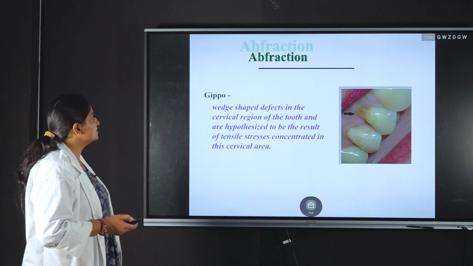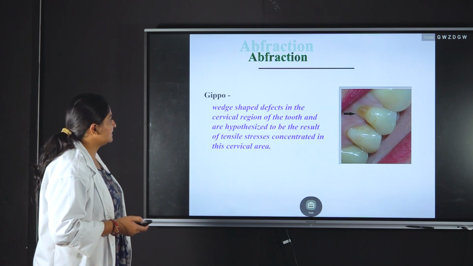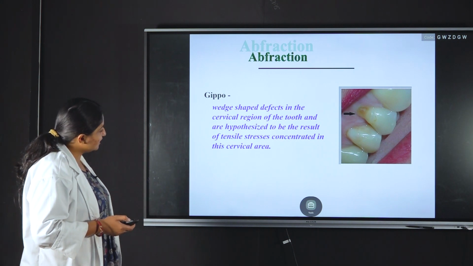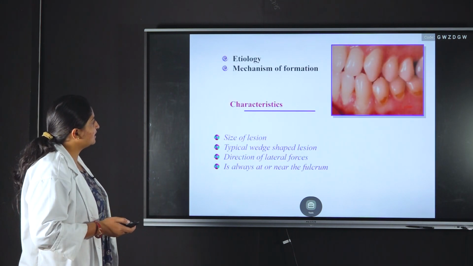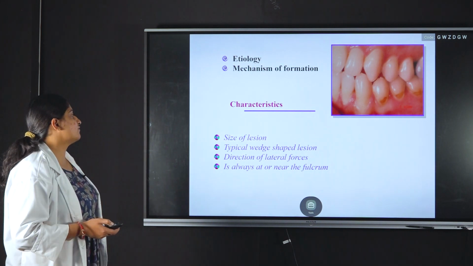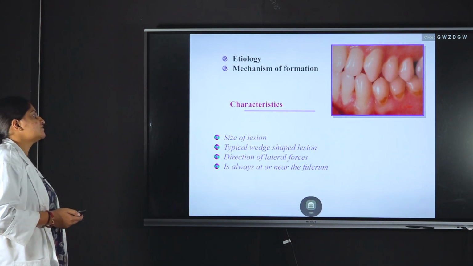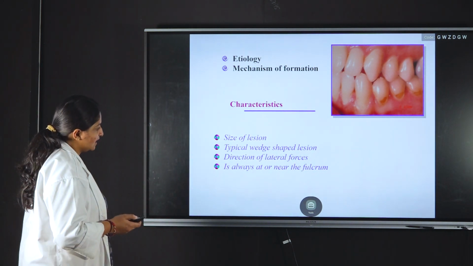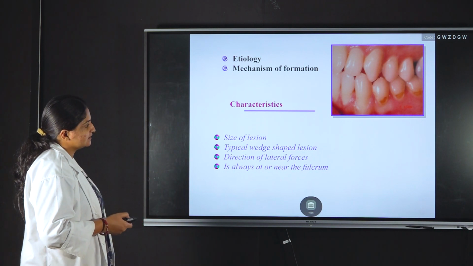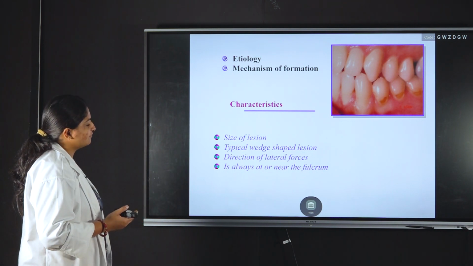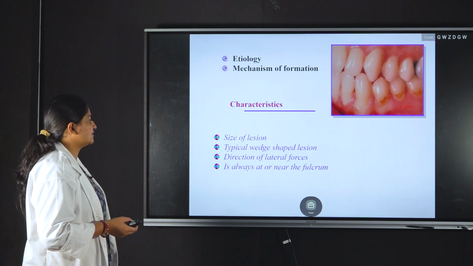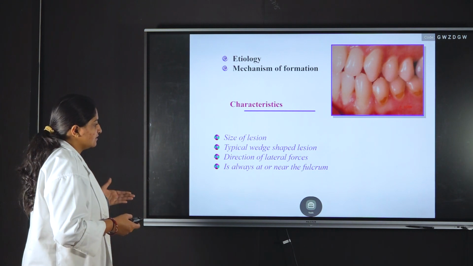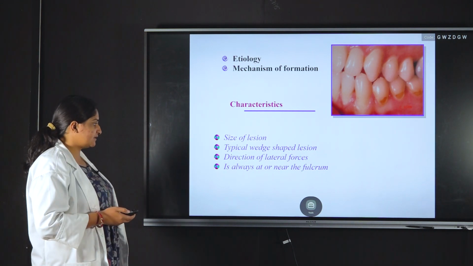So coming to abfraction: these are wedge-shaped defects in the cervical region of the tooth and are hypothesized to be the result of tensile stress concentrated in this cervical area. Coming to the etiology, mechanism of formation and the characteristics: size of lesion, typical wedge-shaped lesion, direction of lateral forces is always at or near the fulcrum. As you can see, a scooped out kind of lesion can be presented in an abfraction lesion. So this may be due to the direct action of the lateral forces, and this is always at or near the fulcrum.